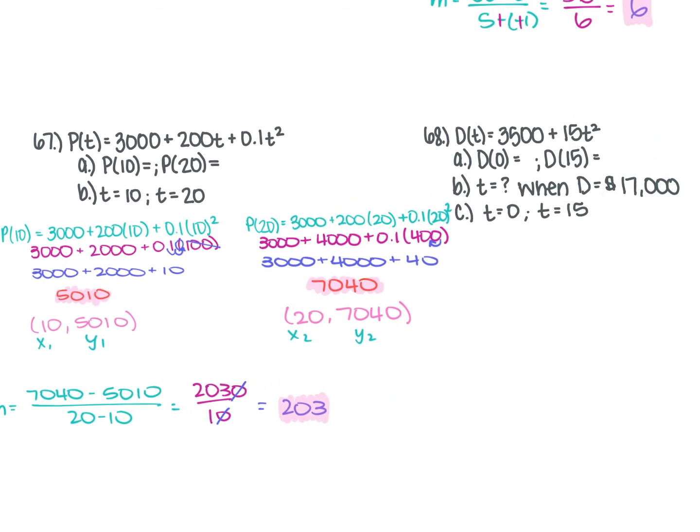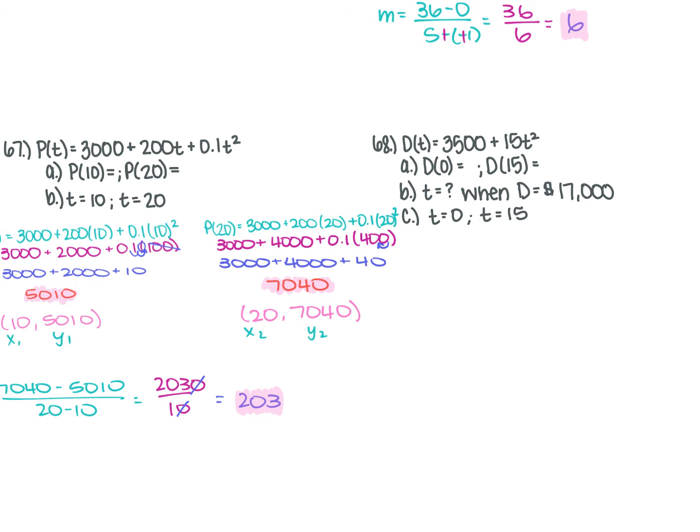For 68, it gives you the function d of t is equal to 3,500 plus 15t squared. For example A, it tells us to find d of 0 and d of 15. If we start with d of 0, we're going to have 3,500 plus 15 times 0 squared. That 0 squared is 0, so that's 3,500 plus 15 times 0. Anything times 0 is 0, so that's just the 3,500.